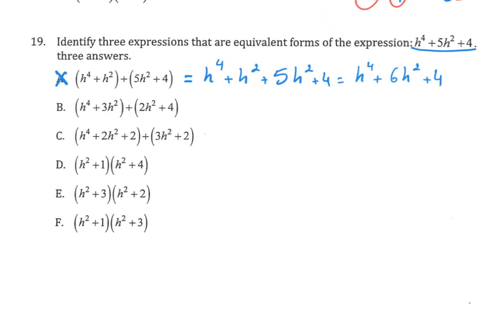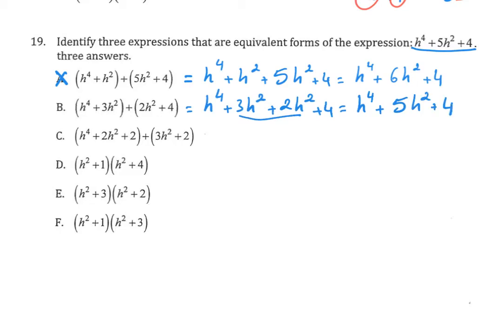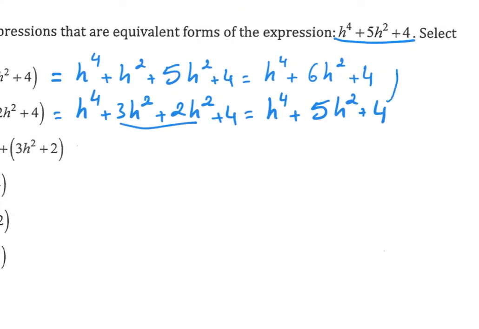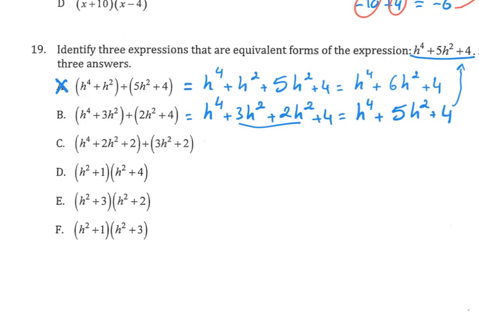Let's go for B, right? So we're going to remove the parentheses. We're going to have h to the fourth power plus 3h squared plus 2h squared plus 4. We're going to combine the two middle terms. We're going to have 5h squared plus 4. And that's exactly what we have here, right? So B will be one of the answers.